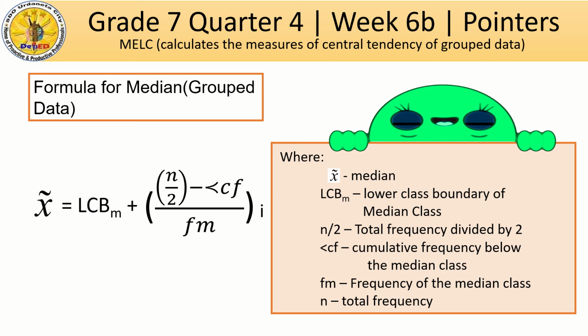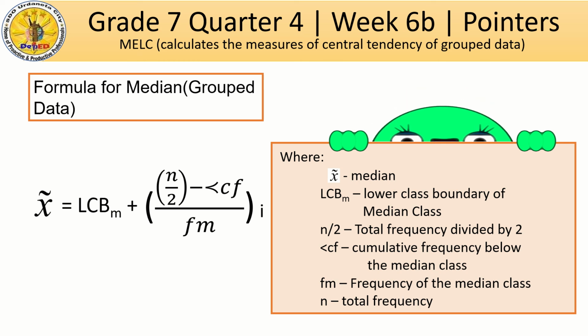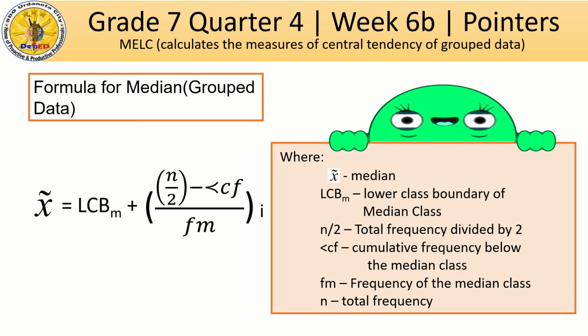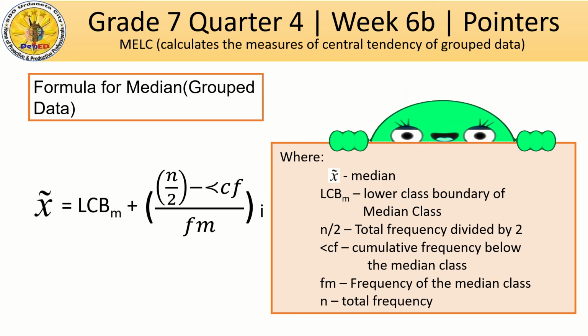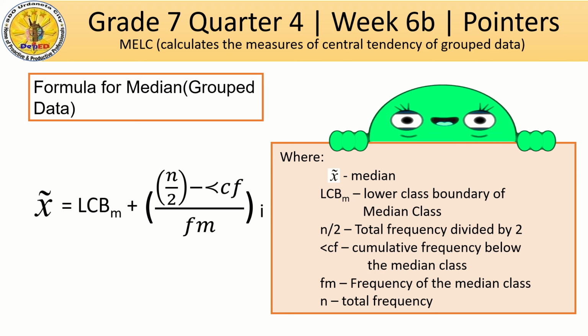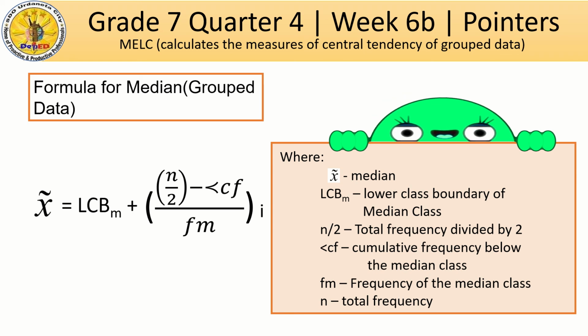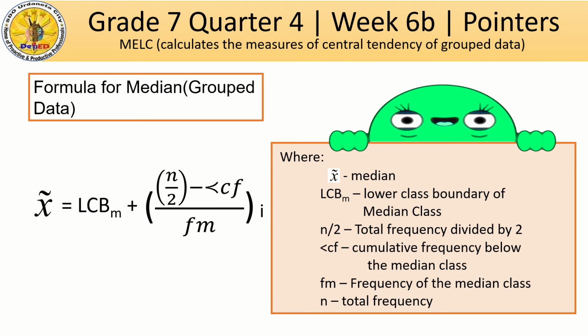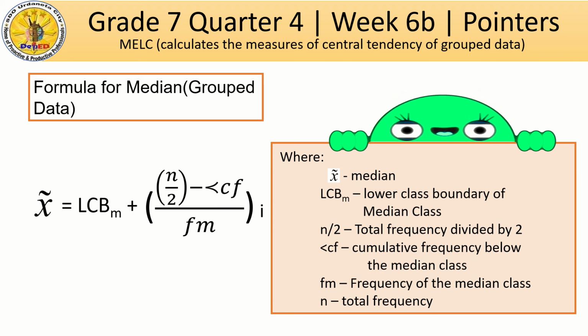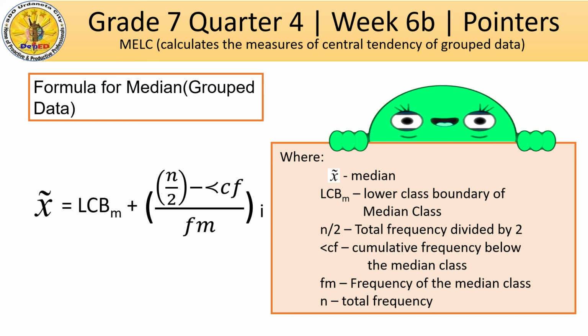So this is it: median is equal to LCB sub m plus the quantity n over 2 minus less than CF all over f sub m, multiplied by i, wherein x with the curl is the median.